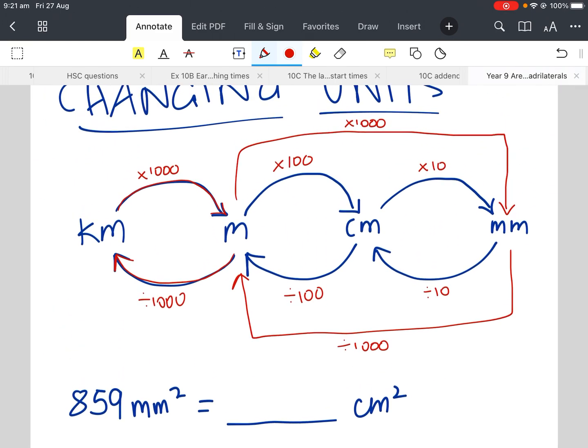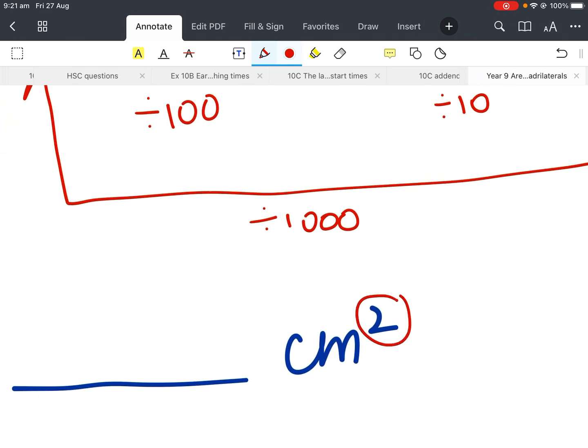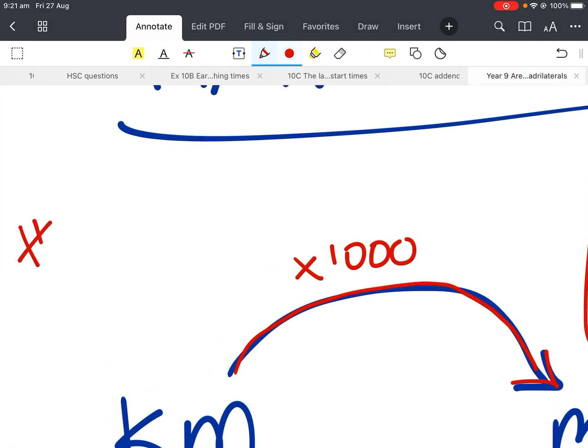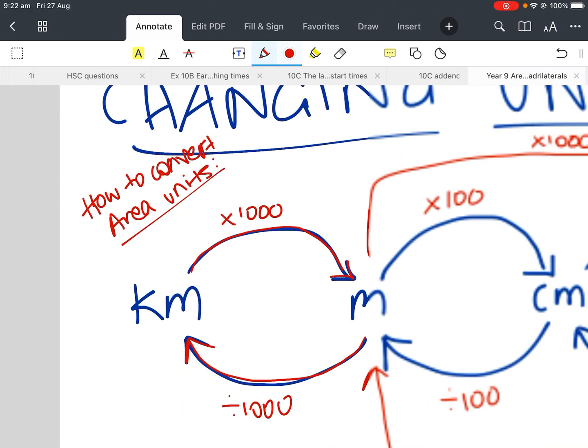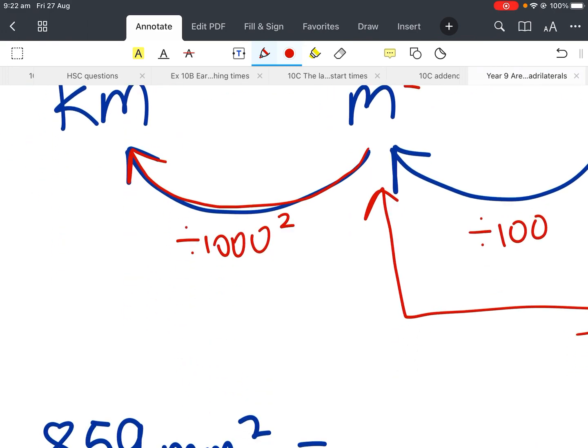Now when you're changing area units, the thing that you have on an area unit that's different to length is that funny looking thing there, isn't it? It's a squared. So the easiest way to remember how to convert area units, because most of you know how to do length, it's not the same as length, okay? The difference is this. Because area units have a squared on them, then every single number in this jumpy diagram gets a squared.